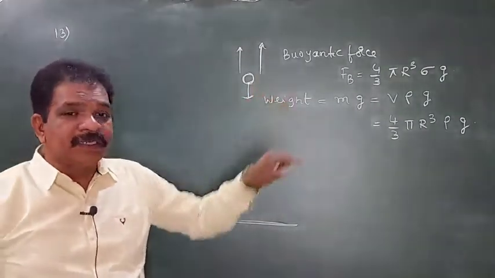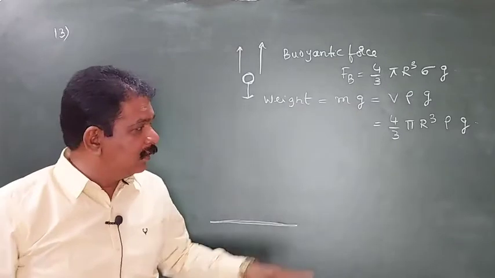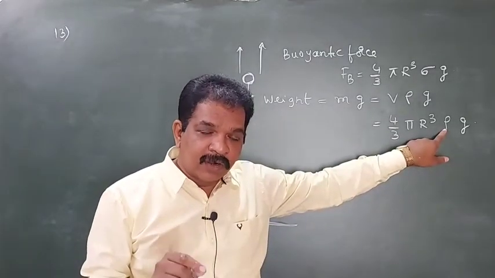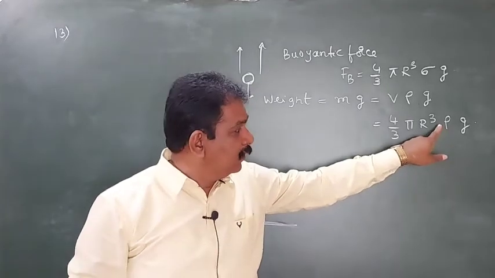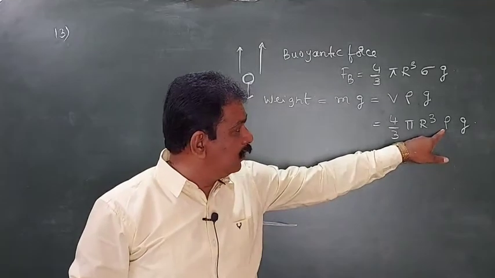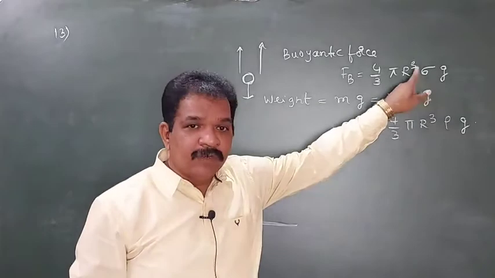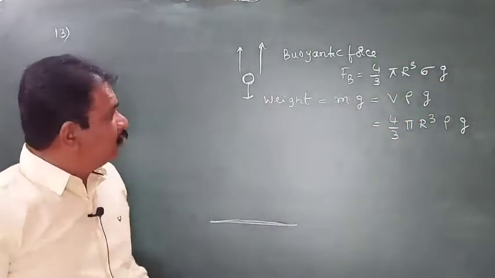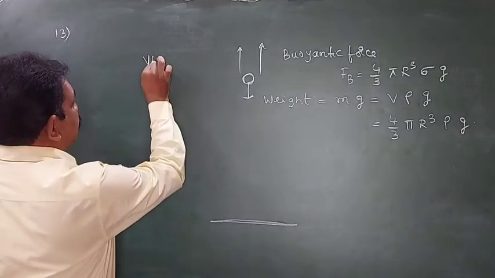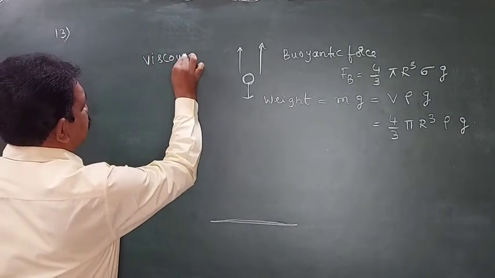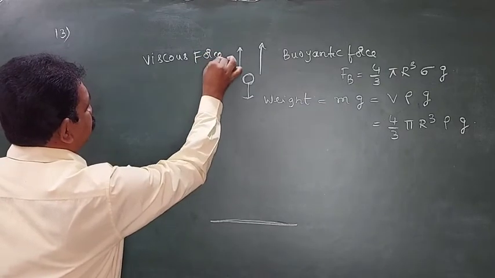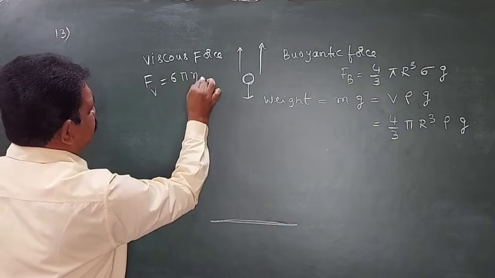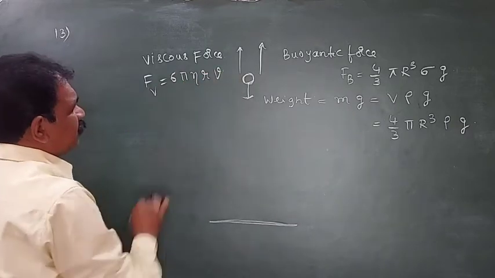Sigma means density of air. Here, what is rho? Density of water. That drop is made with water, that's why rho will be density of water, and sigma will be density of air. One more force will act on this. This is viscous force. Its magnitude will be 6 pi eta R V.